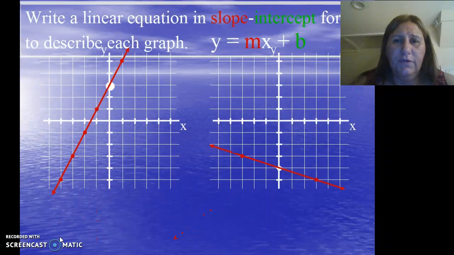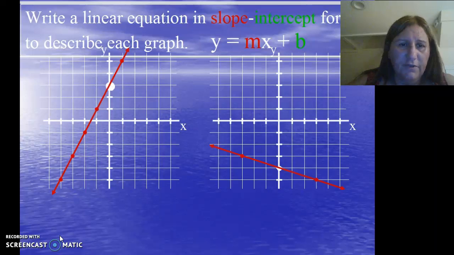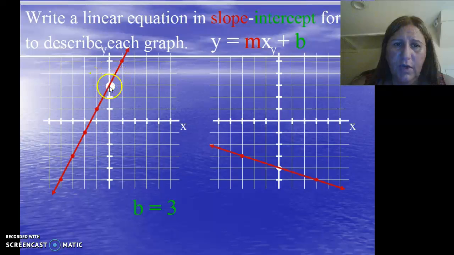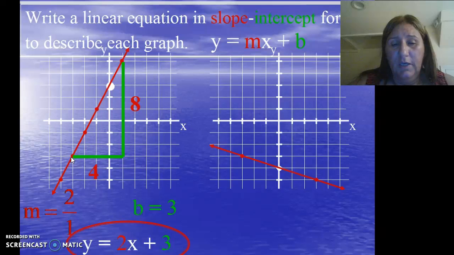The next thing we're going to do is try to write the equation of the line given the graph. If you look at the first graph over here, the first thing you need to find is your y-intercept. Remember, the y-intercept is the point of intersection of the line and the y-axis. In this case, it's 1, 2, 3. So b is 3. Then pick any 2 points. For instance, this one and this one. Your rise is 8. Your run is 4. 8 over 4 is 2 over 1. Always simplify. And 2 over 1 is 2. So your equation is y equals 2x plus 3.